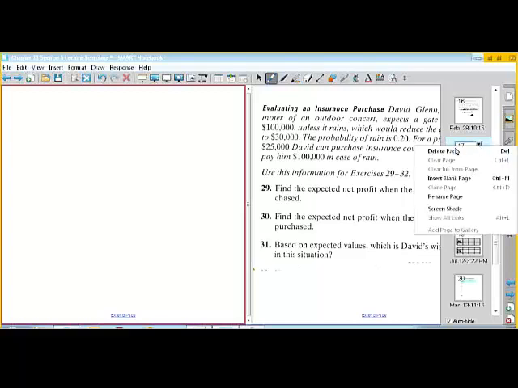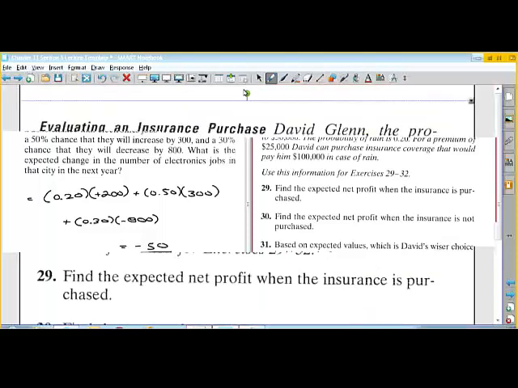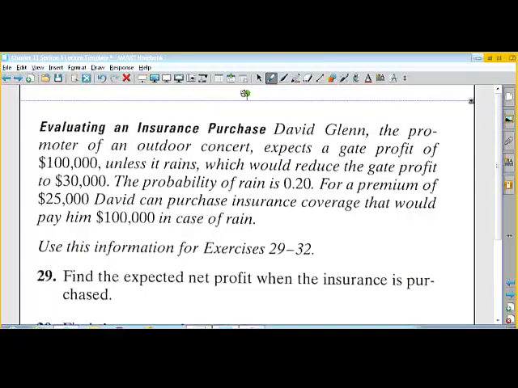And the last problem in this section is problems 29, 30, and 31. So we are a concert promoter. Let me put this on one page. And we're trying to decide whether we want to buy some insurance for our concert. So it's like the Floyd Fest, it seems like, or the West Virginia State Fair. It always rains every year for the West Virginia State Fair.